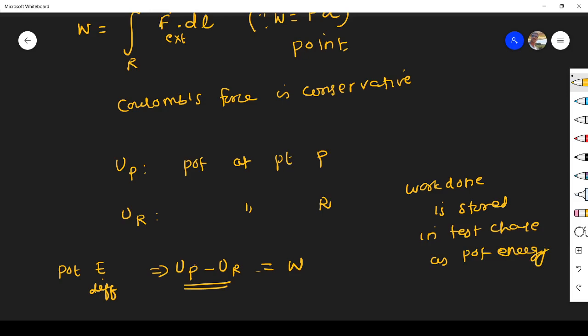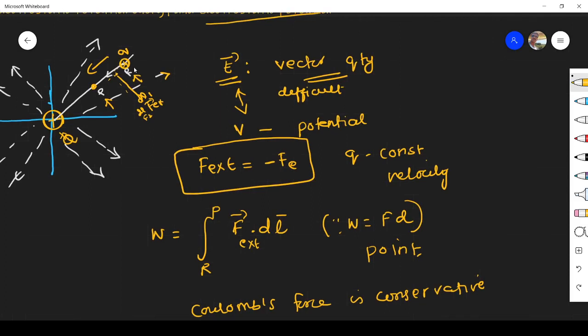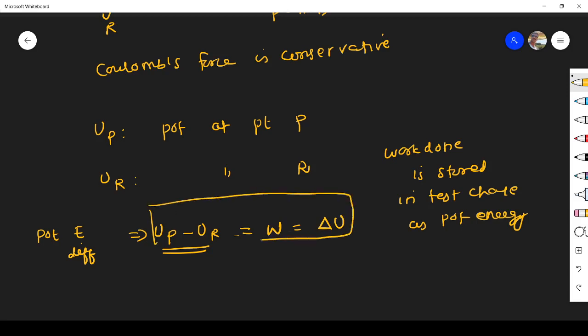The potential energy at point R is UR, and at point P it is UP. So what must be the energy difference? UP minus UR, which is nothing but our required work done. Let us call this potential energy difference delta U. This is a very, very important equation. So now we write W is equal to delta U.